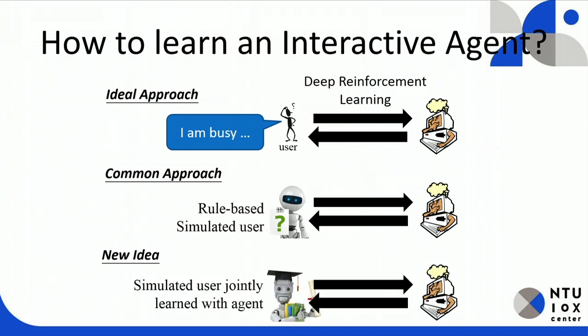So now we come up with a new idea. In this new idea, we believe we can simultaneously train a simulated user with the dialog system. So both the dialog system and our simulated user are trainable. They can interact with each other, and both of them can update their parameters to achieve the best reward they can obtain, and both of them can improve based on each other. So this is the basic idea. We replace the rule-based simulated user with a simulated user that can be learned from the dialog system, and the simulated user and the dialog system can learn jointly.